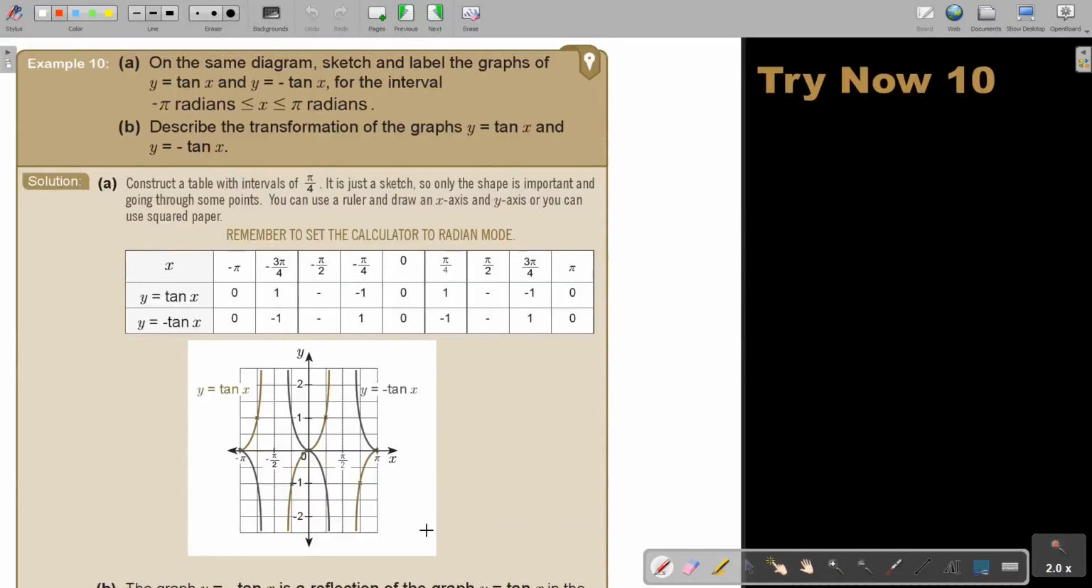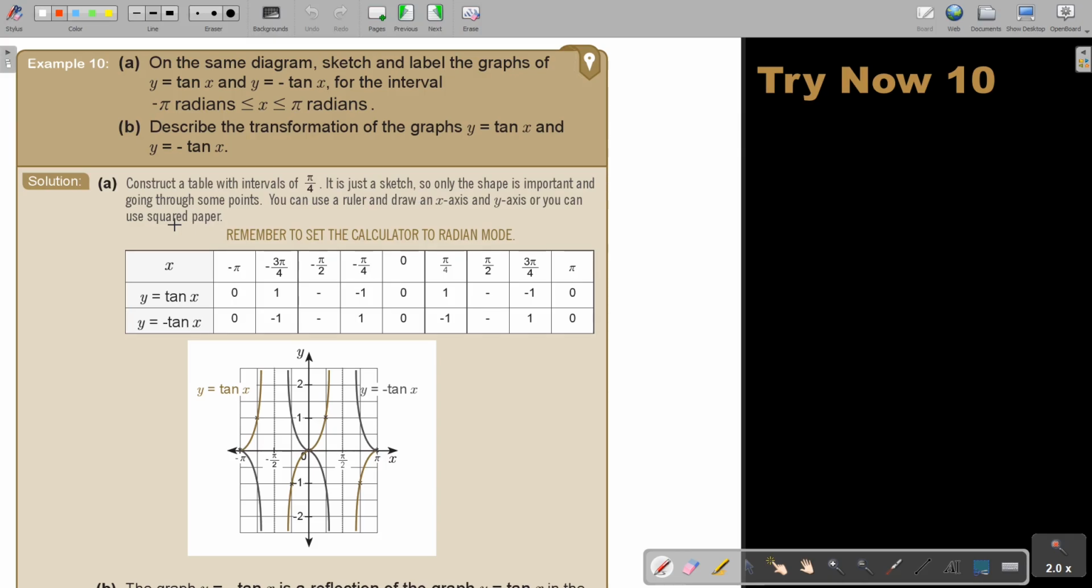Okay, let's look at an example. On the same diagram, sketch and label the graphs of y equals tan x and y equals negative tan x for the interval negative pi radians to positive pi radians. Okay. Let's first do that. Construct a table with intervals of pi over 4. It is just a sketch, so only the shape is important, and going through some points, you can use a ruler and draw an x-axis and y-axis, or you can use square paper.